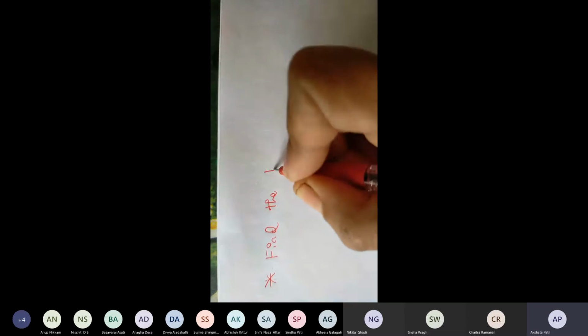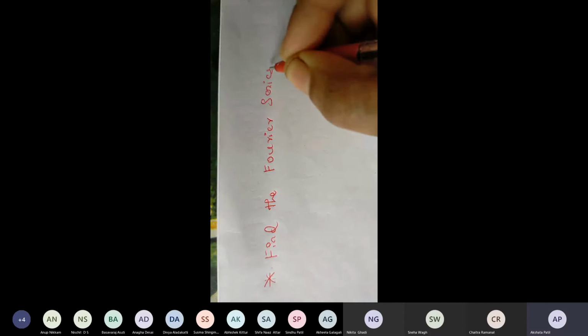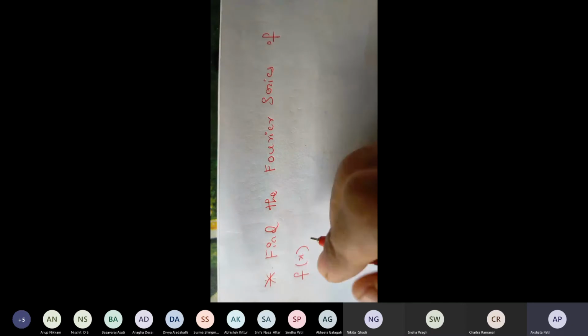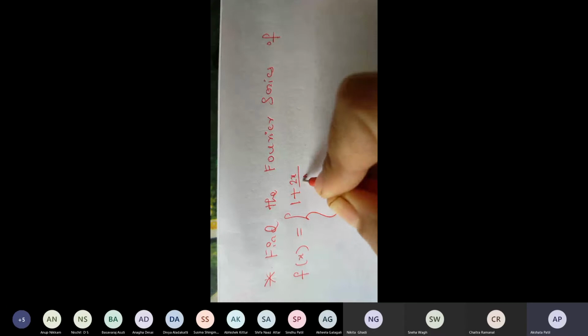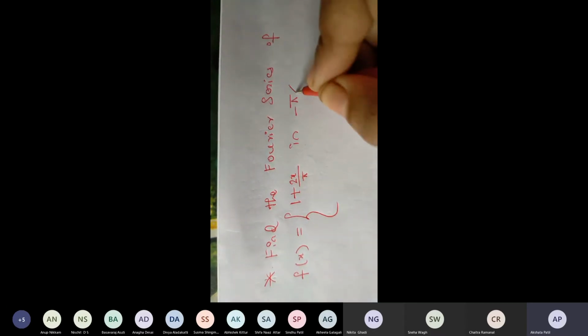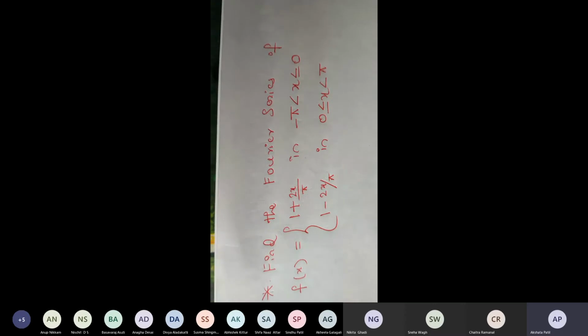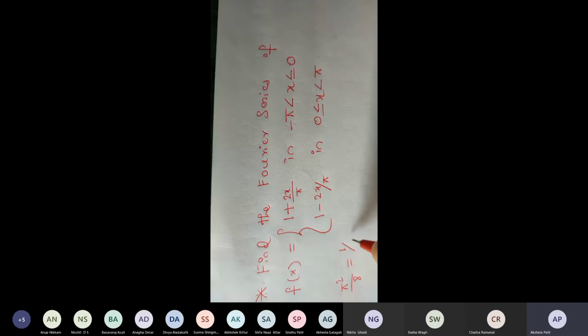Find the Fourier series of f of x, which is equal to 1 plus 2x by pi in the interval minus pi less than x less than or equal to 0, and the next function is 1 minus 2x by pi in the interval 0 less than or equal to x less than pi, and find the result pi square by 8 equals 1 by 1 square plus 1 by 3 square plus 1 by 5 square plus and so on.